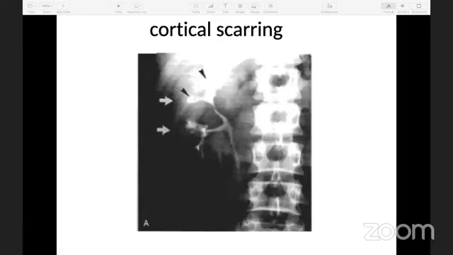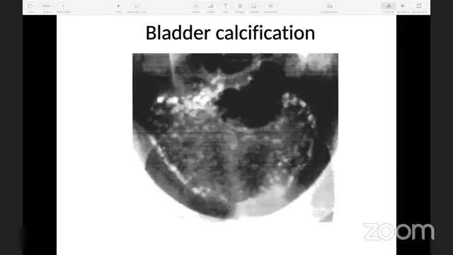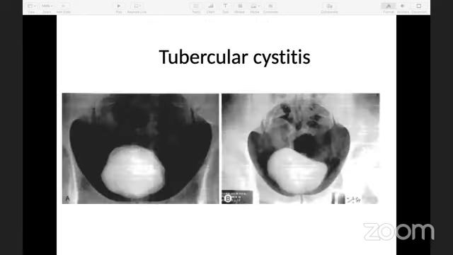Renal tuberculosis causing cortical scarring. Asymmetric scarring of pelvis causing hiked up pelvis, also known as cat's kink. Plain film showing speckled calcification on bladder wall. Thimble bladder in a patient with tuberculosis. Irregular bladder contour due to tuberculous cystitis.